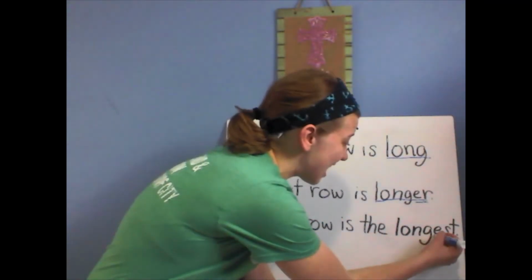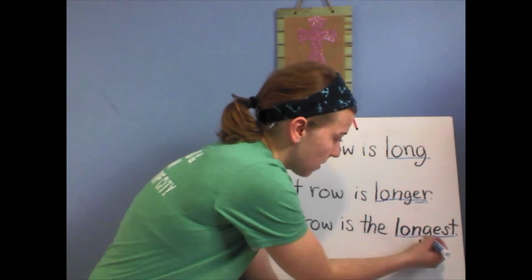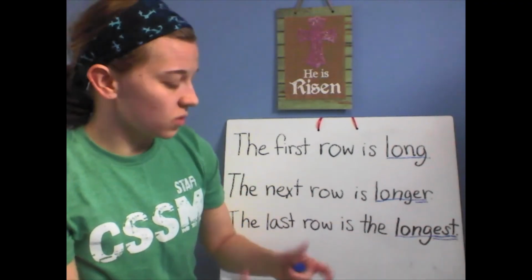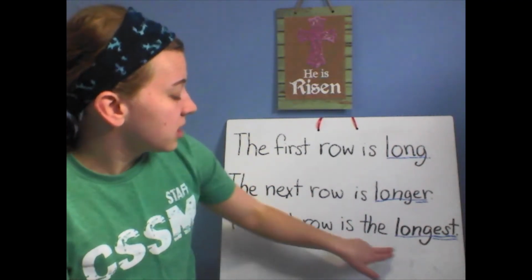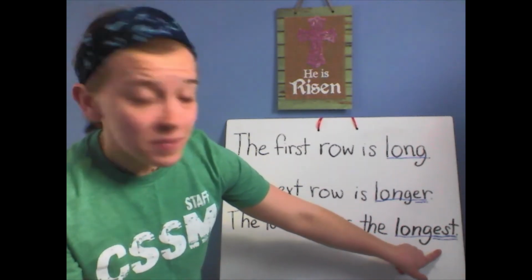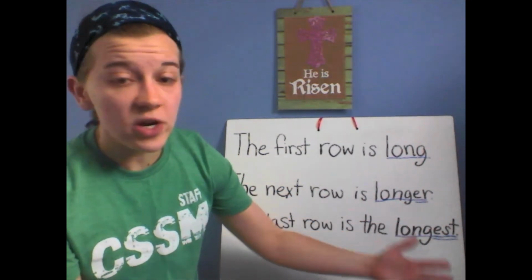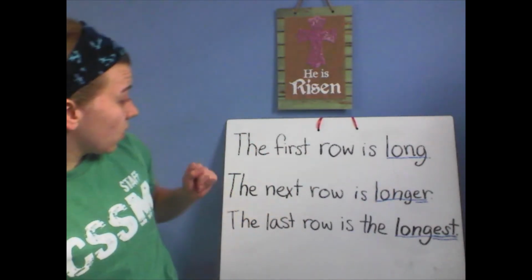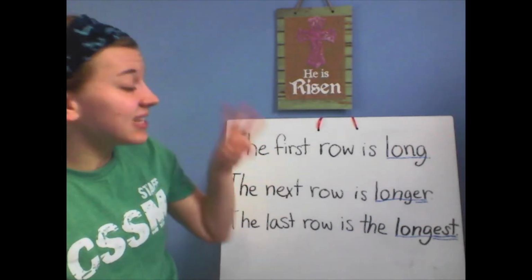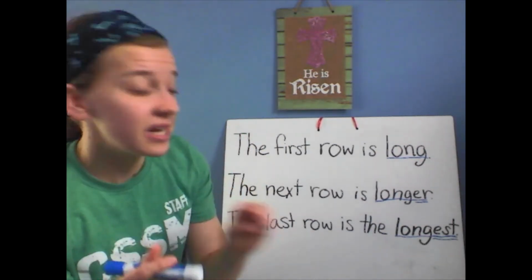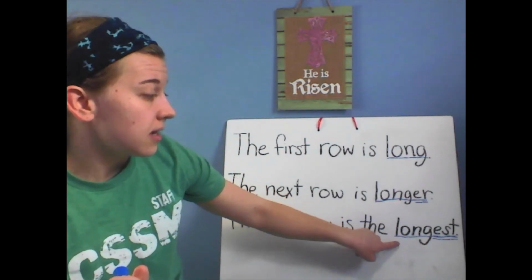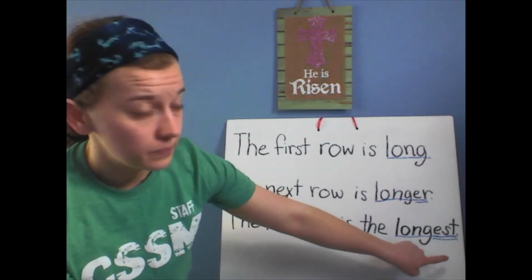We add EST, right? And this word is our comparing word, so that's the word we're describing with. So we'll underline the whole thing, but we'll double underline EST because that is the special ending because we are comparing three rows, right? We're comparing the first row, the next row, and the last row. So we have to add EST to the end of our adjective because that is the longest row.